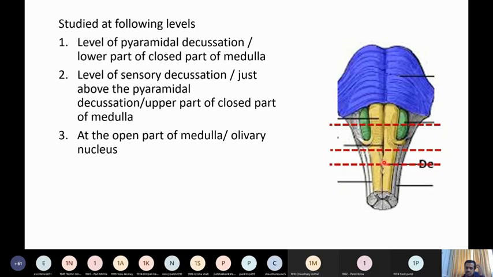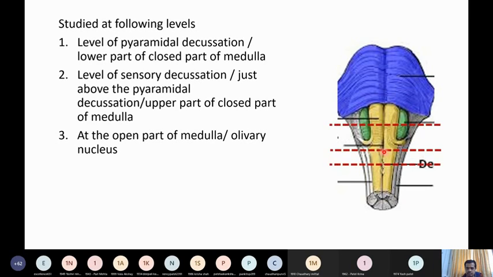First one, at the level of the pyramidal decussation. On the anterior surface, we saw that there is a central anterior median fissure. In the lower part of medulla, the anteromedian fissure becomes faint because of the decussating fibers of the pyramidal tract, which is known as the pyramidal decussation. So if you take a section here, that will be the first area where we will be studying later.